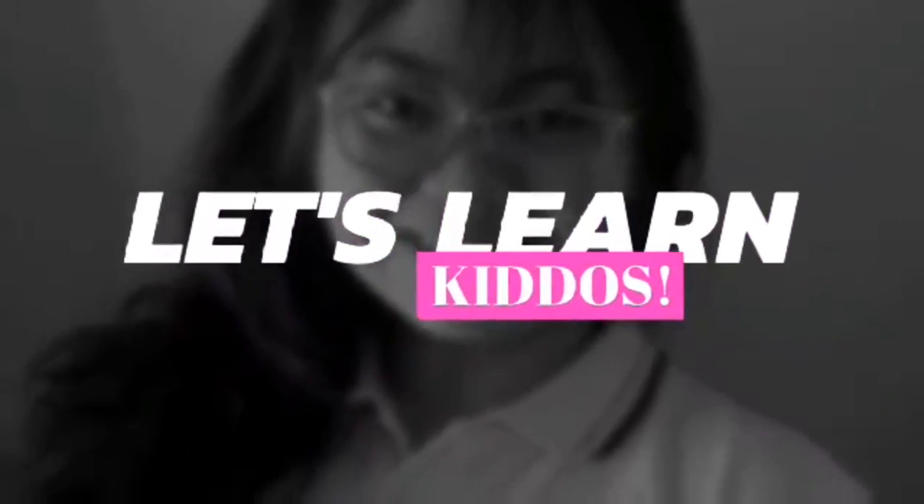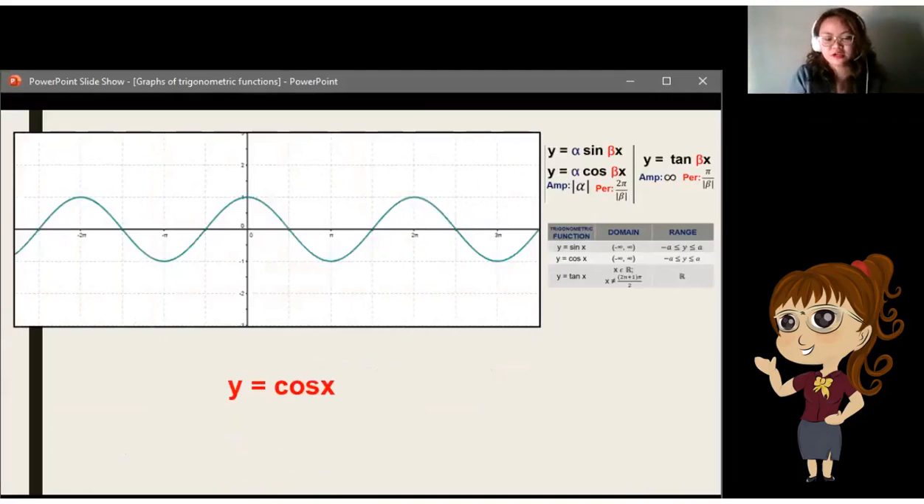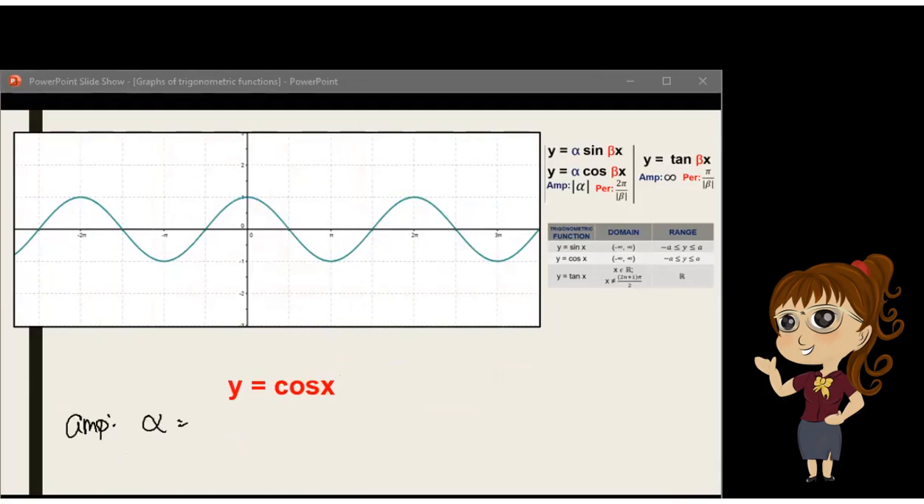Alright, so this now is y equals cosine x. Wow, it's cosine this time. So since it's cosine, we now use the second formula, in the second row. Let's still follow the same method. We identify the amplitude by looking at the alpha value. And what will be the alpha value here?